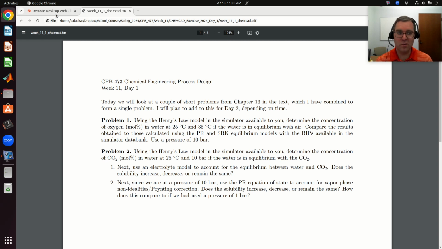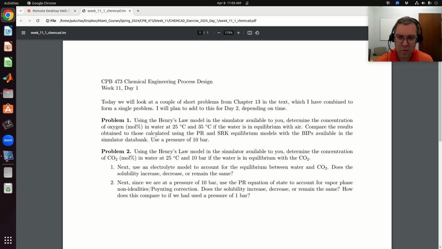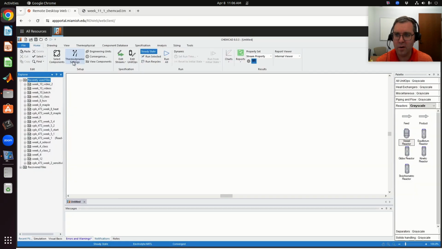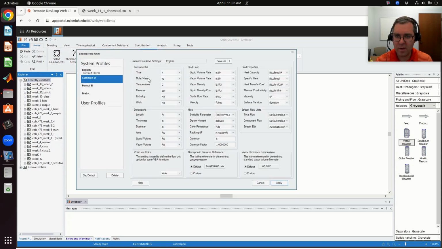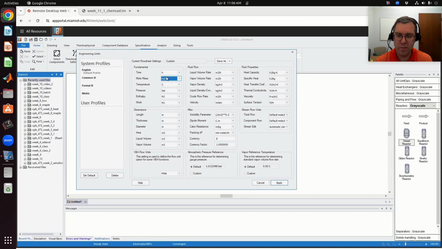All right, well, let's give this a try. I have a new simulation open. In terms of units, mole percents, temperatures in degrees C, and pressures in bar. So I'm going to go to my engineering units and use common SI. We're just given mole percent, so we're just trying to get a mole percent. I'll make some feed in terms of kilomoles, temperature in degrees C, pressure in bar.